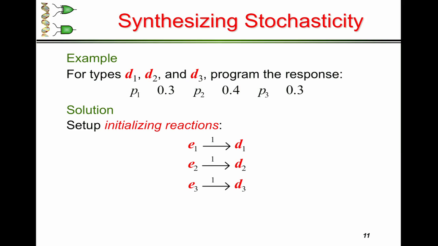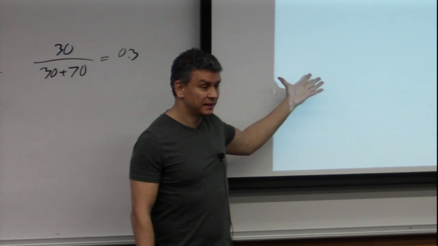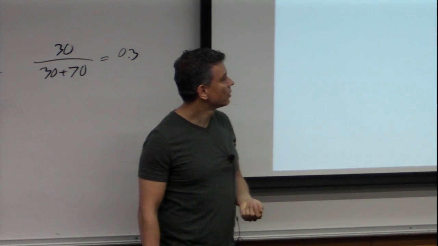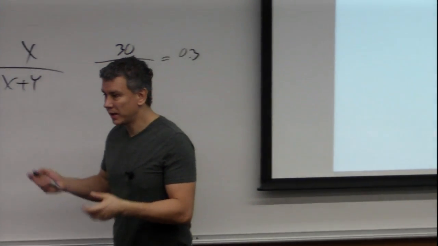I just have types E1, E2, and E3. And these each have the same rate constant 1. And they produce different types, D1, D2, or D3. But everything is symmetric. And so all things being equal, if you just had this set of reactions and you supplied some ratio of quantities E1, E2, and E3, what can you say about the system?